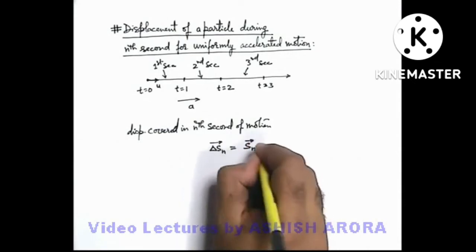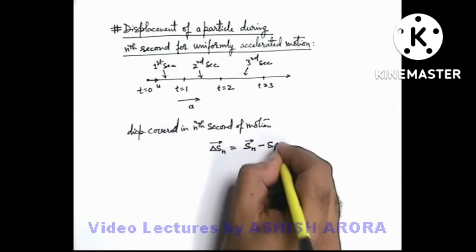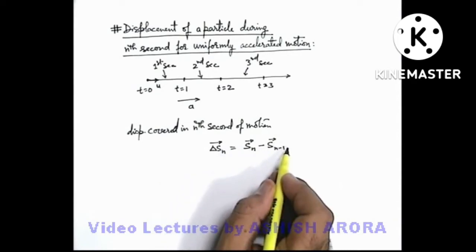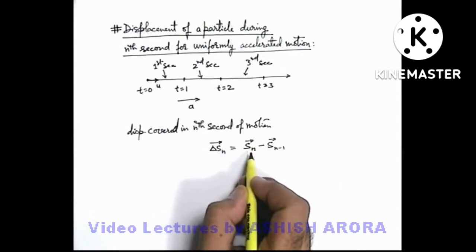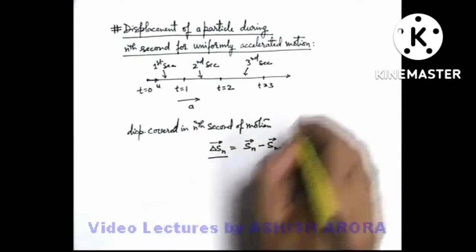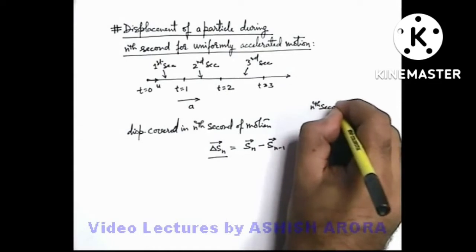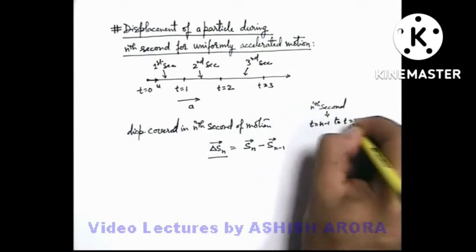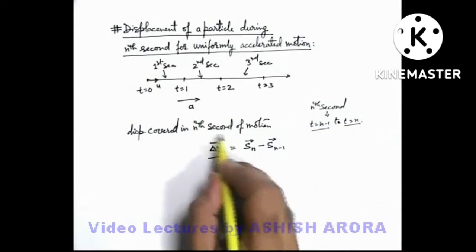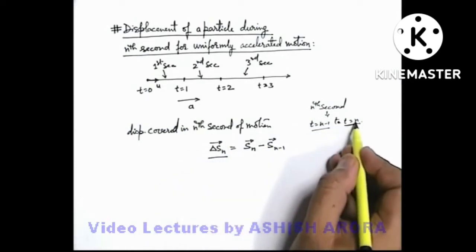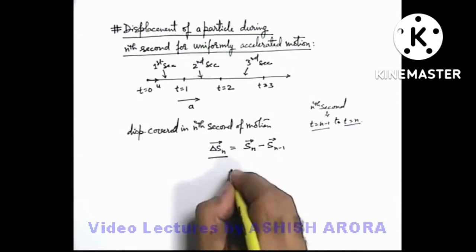In the nth second of motion, if say the particle covers a displacement delta Sn, it can be written as the displacement covered up to n seconds minus the displacement covered up to the n minus 1th second. So we just subtract the displacement up to the n minus 1th second from the displacement which is covered up to the nth second. So it will give us the displacement delta S which is covered during the nth second. Because if we talk about the nth second, this is the time from t equal to n minus 1 to t equal to n. So for calculation of the displacement covered in the nth second, we are finding the displacement in n seconds and n minus 1 seconds, and we are taking the difference.